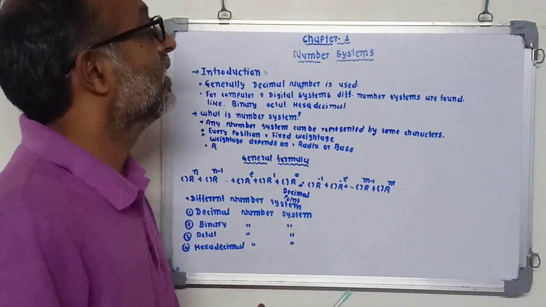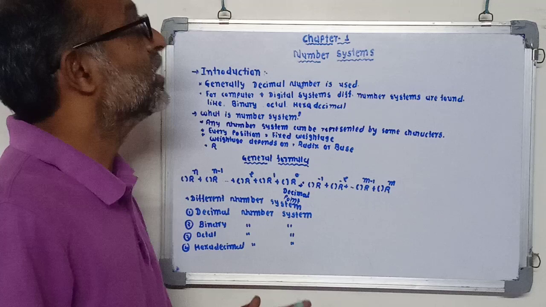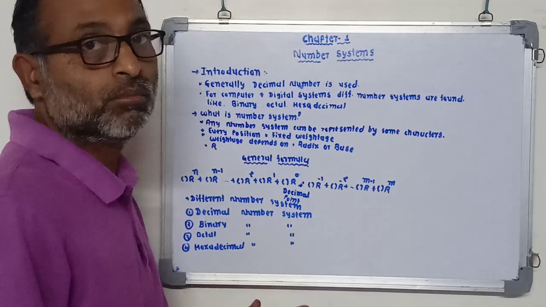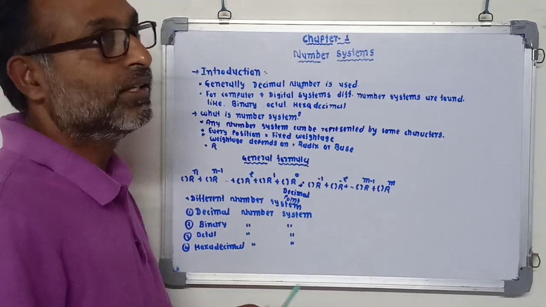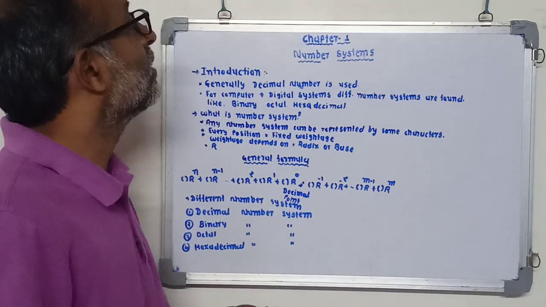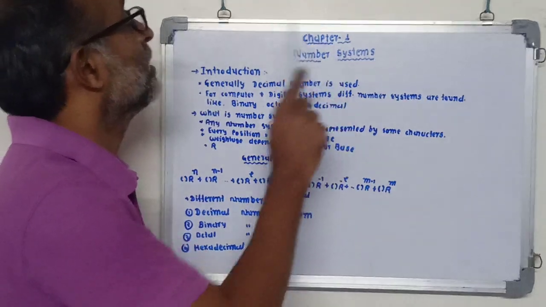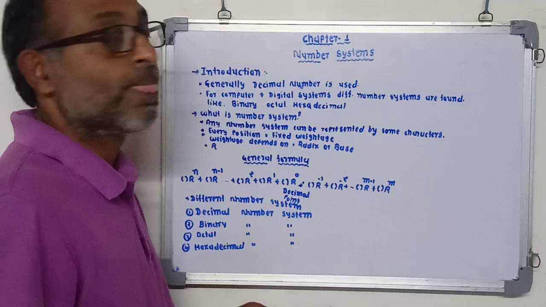Digital electronics and digital instruments subjects, which is covered in semester number 4 in the electrical engineering department. Today we will learn about chapter number 1, number systems.